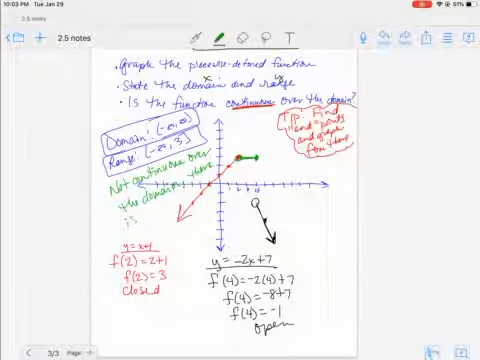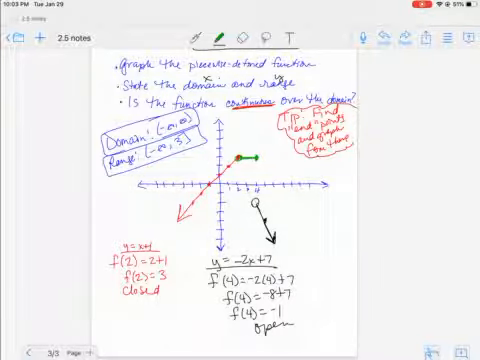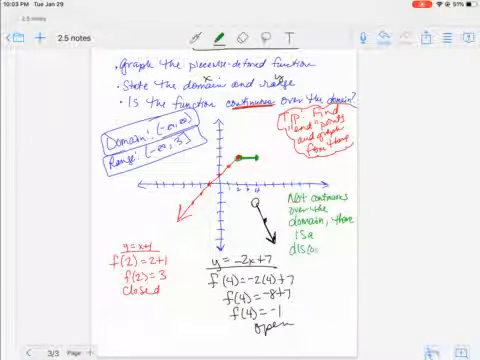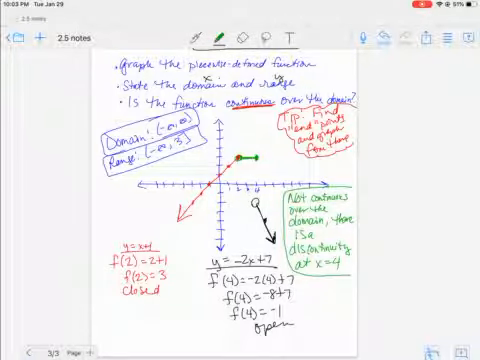you know what? I don't know why I'm writing it like that. Let's get this over here where we can mess with it a little bit more. Sorry, guys. Let's try this again. Let's write it over here. Not continuous over the domain. There is a discontinuity at x equals 4. Because that's where my graph jumps.